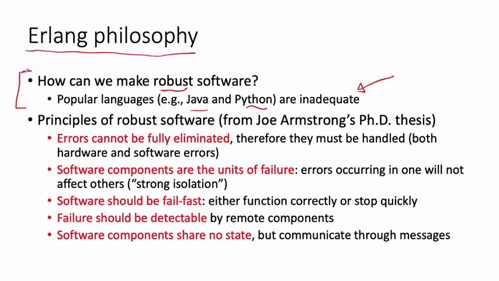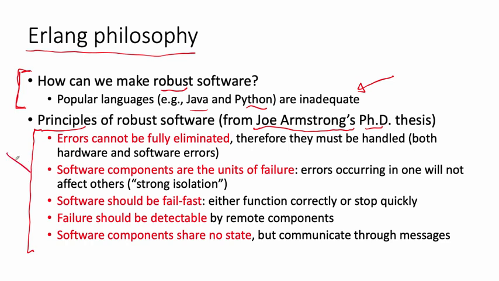So the question, how can we make robust software? Erlang has built a system based on some principles. These principles, I'm taking them from Joe Armstrong's PhD thesis. Joe Armstrong is one of the main designers of Erlang. He has written a lot, and some very nice books on how to use Erlang.